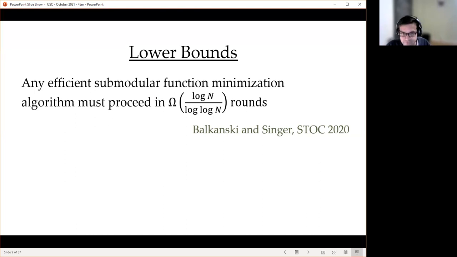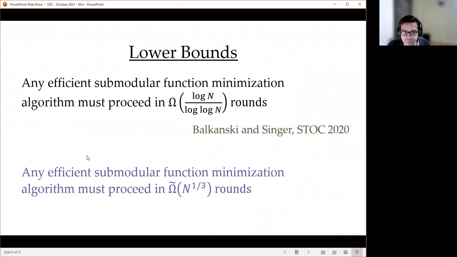Unfortunately, as I alluded to, and it's alluded to in our talk's title, the answer is worse. So the result that I'm going to talk about today is that submodular function minimization is tractable, it's efficient, but it has to proceed in many rounds of questioning. So how many? It's not quite omega n. We can prove that you need at least roughly cube root n rounds. And there is still a gap between cube root n and n.